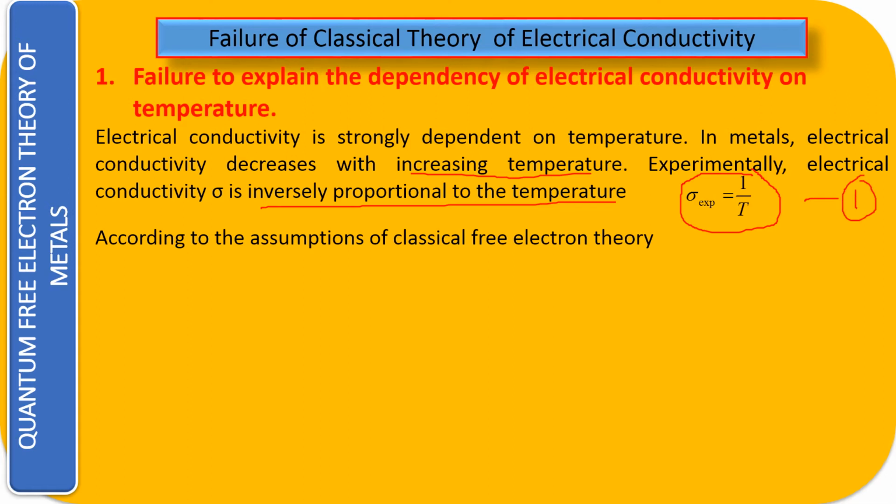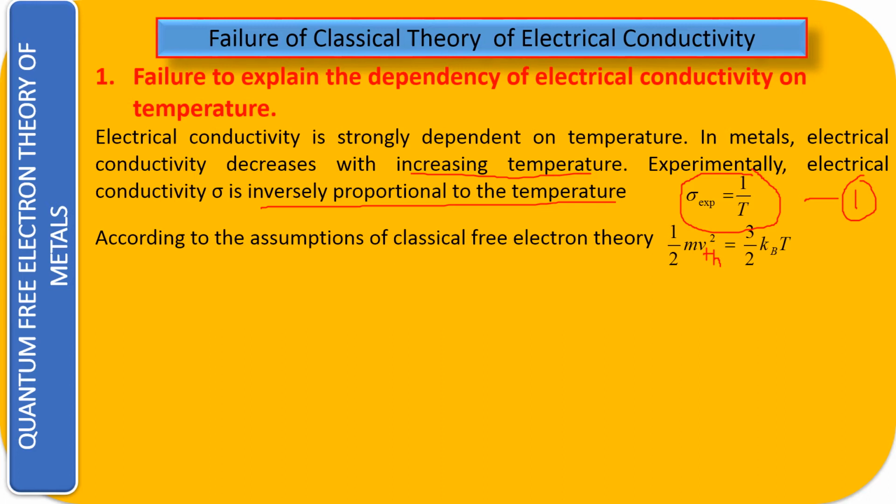Now according to the assumptions of the classical theory for free electrons, the electron behaves just like a gas particle. So we should be able to apply the gas law. What is the gas law? Kinetic theory: half m v squared is equal to 3 by 2 kT. Since here we are applying it to the electron, we call it the thermal velocity. So half m v_th squared, where v_th is the thermal velocity of the electron, is equal to 3 by 2 kT.